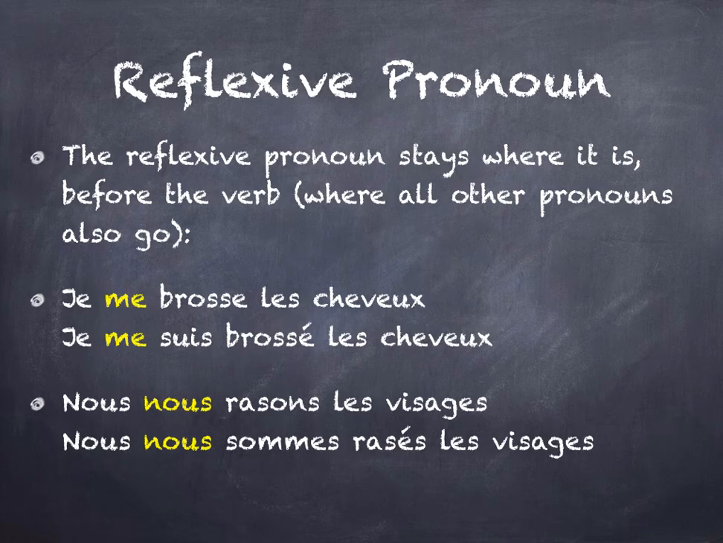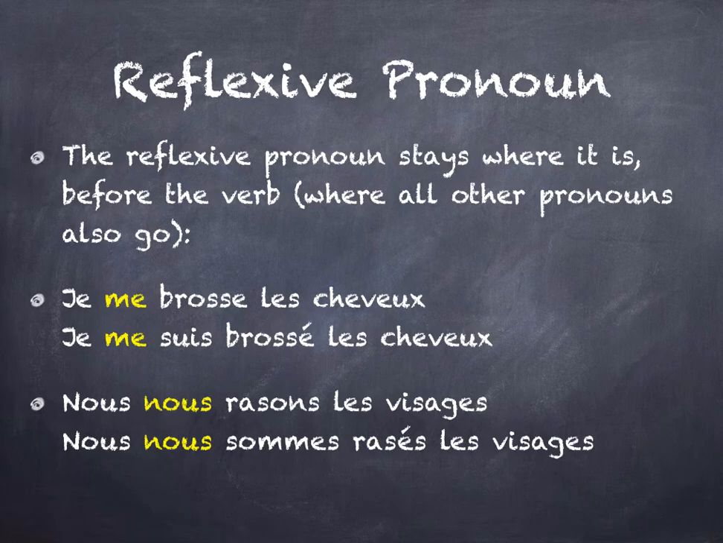The reflexive pronoun will always stay where it is, right before the verb. It's where all of the other pronouns also go, whether it's a reflexive pronoun, a direct object pronoun, an indirect object pronoun, y or en. They all go in front of the verb. Remember that because this is a composed tense, both words are considered part of the verb.